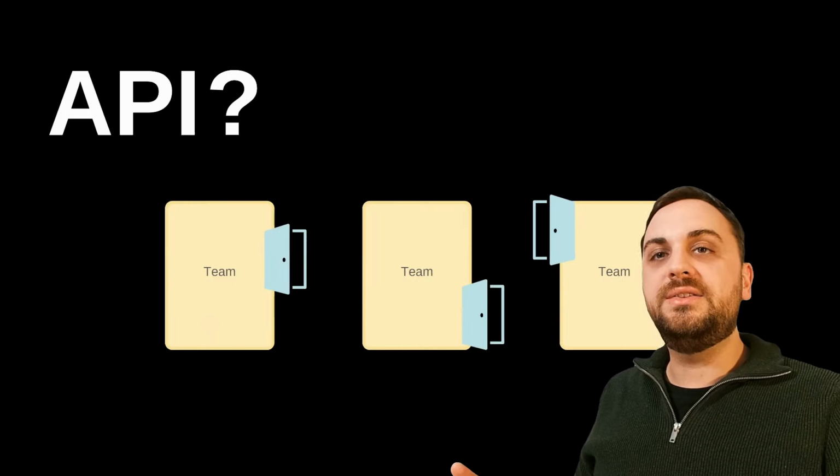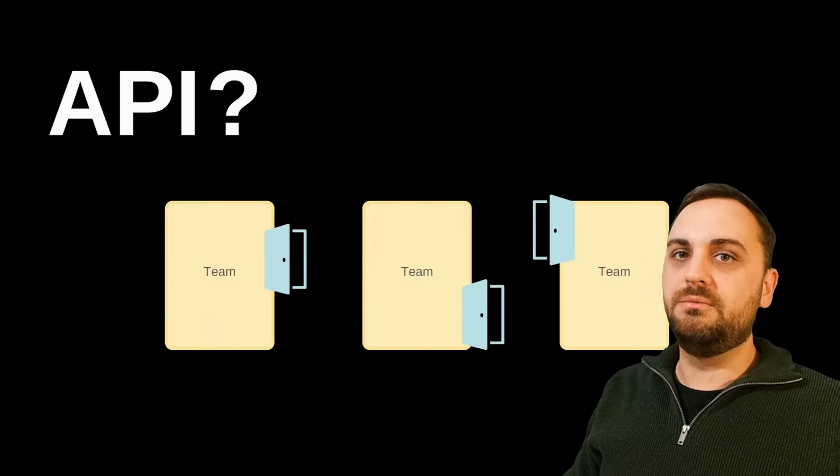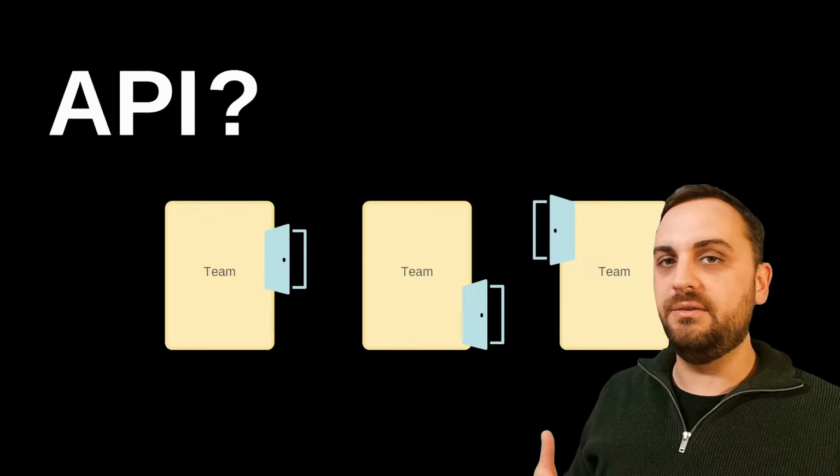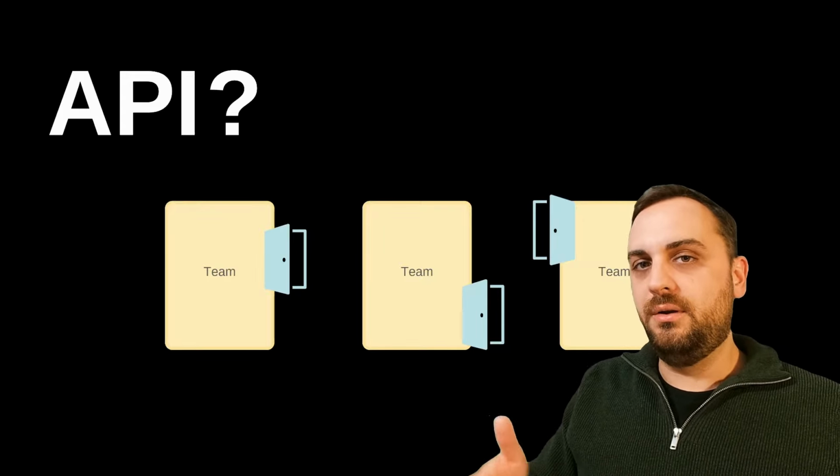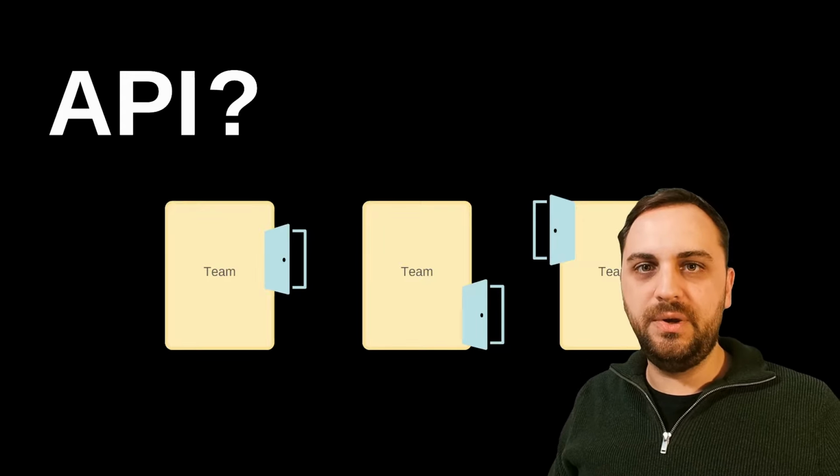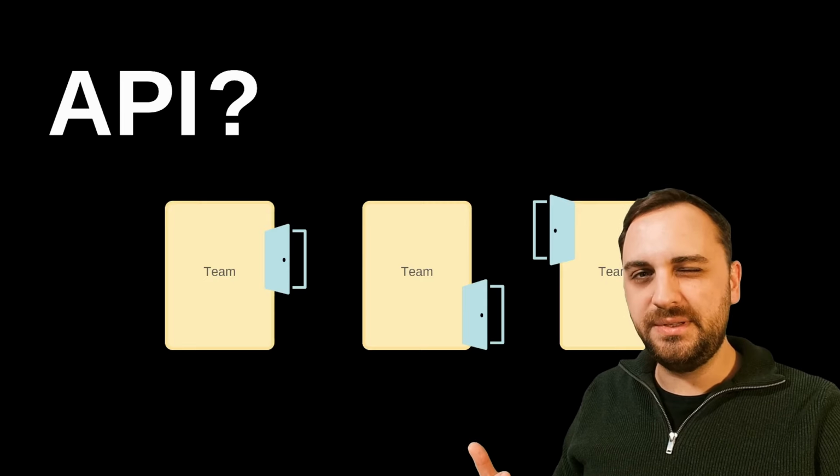So Team API is saying, well, let's take all those teams, remove this brick wall feeling of we don't know what's in there, and put a door on each team. So we know what the entry points are. We know how to interact with them. That's what this API is about.